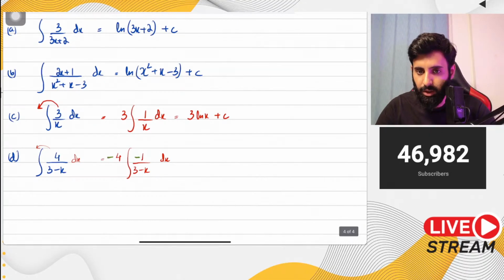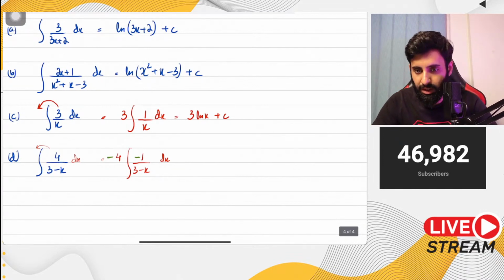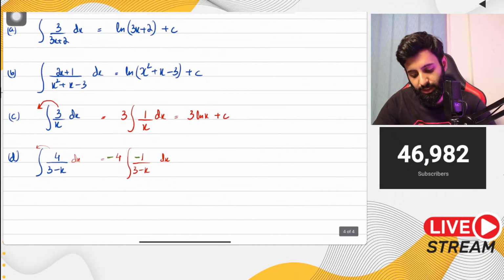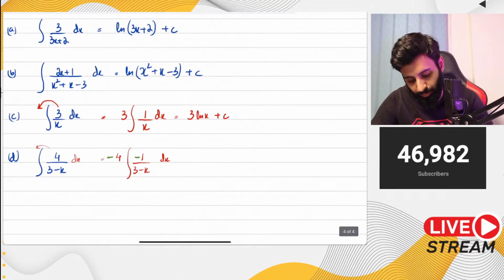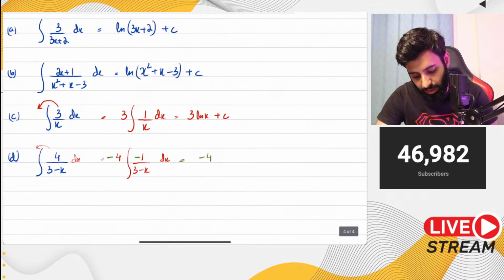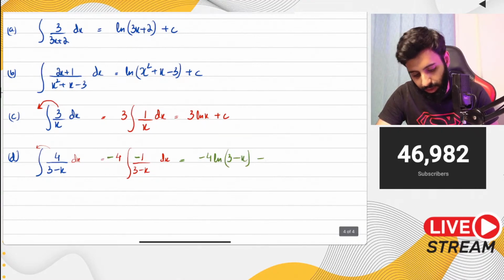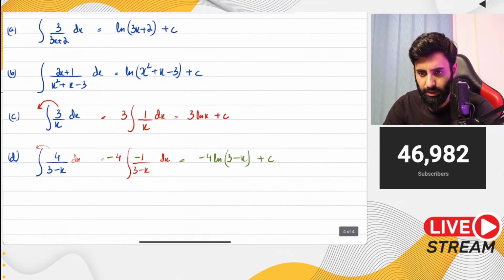is balanced. If you just multiply it by minus and leave it there, then what you've done is changed the entire question. So in order to make sure that the balance is restored, you multiply this by minus and then you multiply this by minus as well. So now what do we have? We can integrate this comfortably and say minus 4 ln of 3 minus x, and then don't forget the plus c. Now we'll do more questions like these.